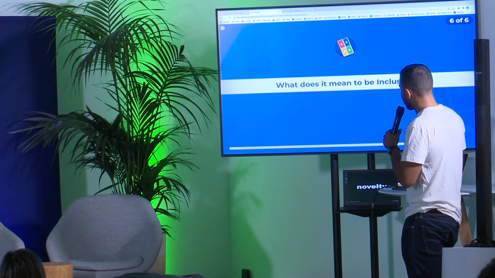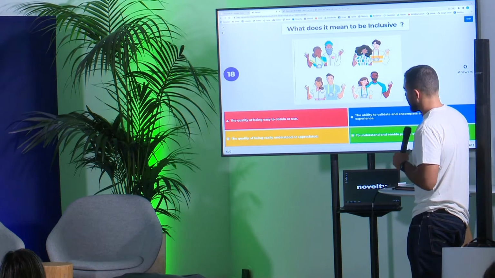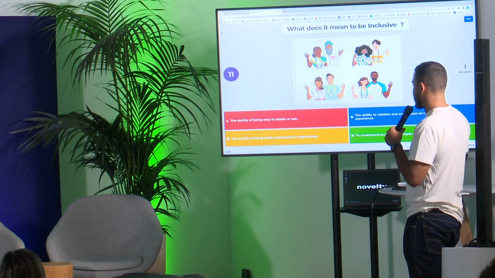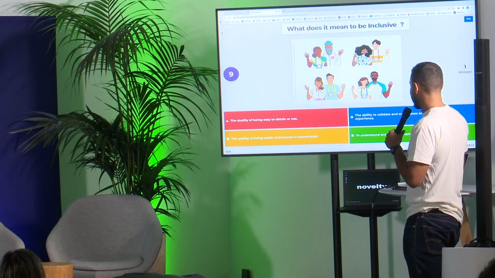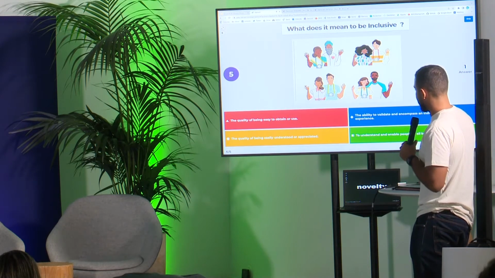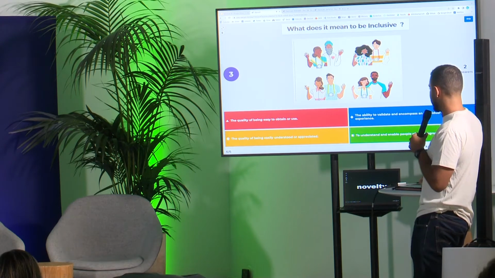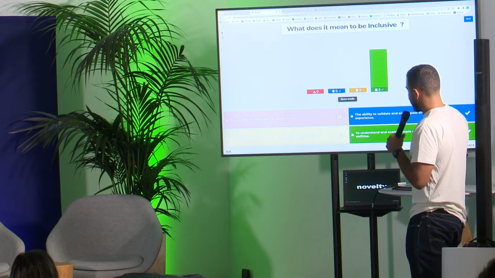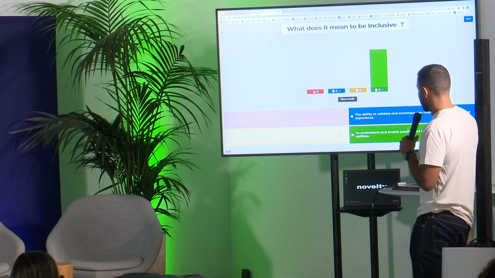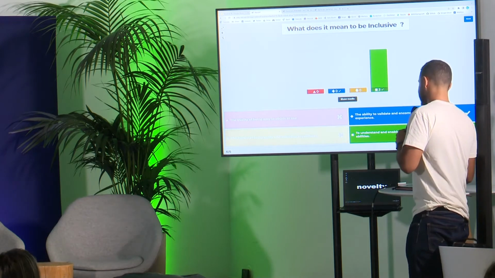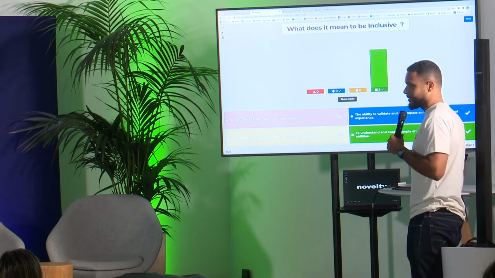What does it mean to be inclusive? Is it the quality of being easy to obtain or use? The quality of being easily understood or appreciated? The ability to validate and encompass an individual's personal experience, or to understand and enable people of all backgrounds and abilities. So these two are definitions of what it means to be inclusive: to understand and enable people of all backgrounds and abilities.